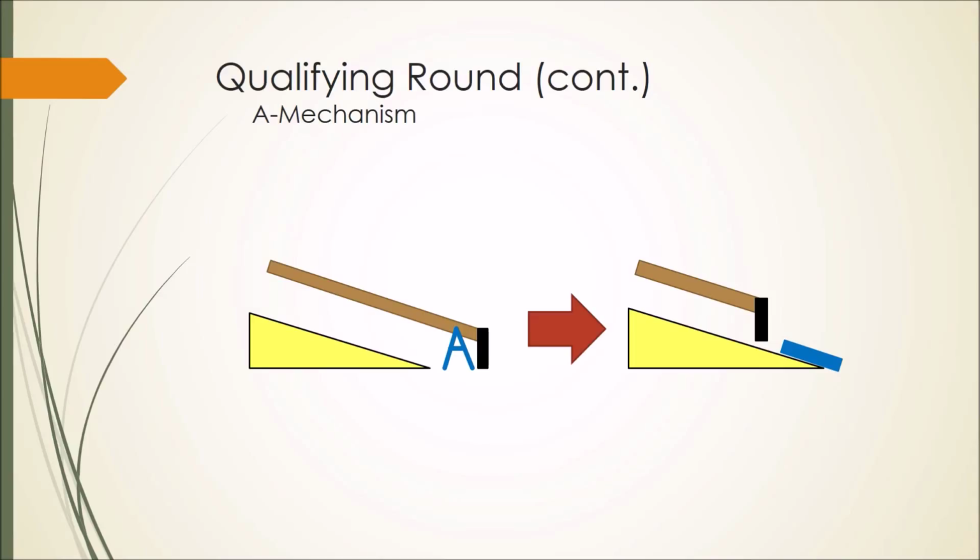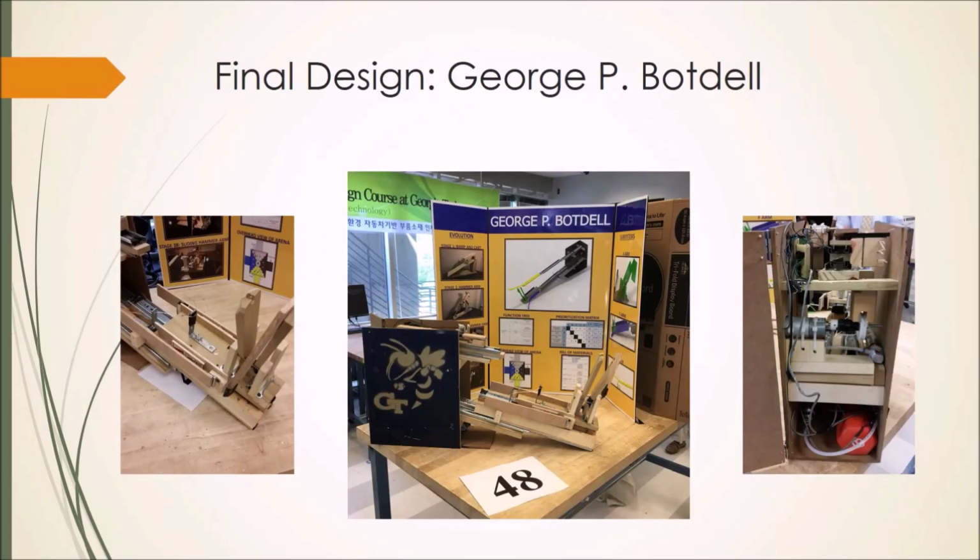Despite this challenge, the results from our qualifying round paved a road for success, as we were able to correct these problems when designing our final robot. Our team's final machine is George P. Botdell. GP Botdell was designed to consistently collect the A, quickly extend an arm to collect T's, and efficiently remove the F from the designated area.